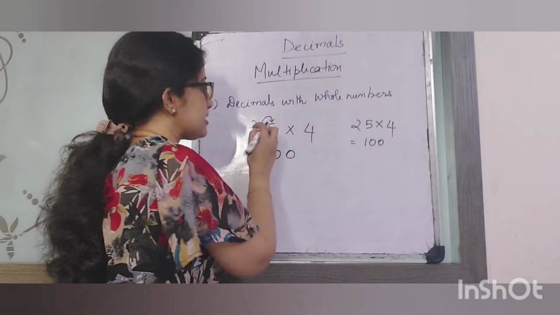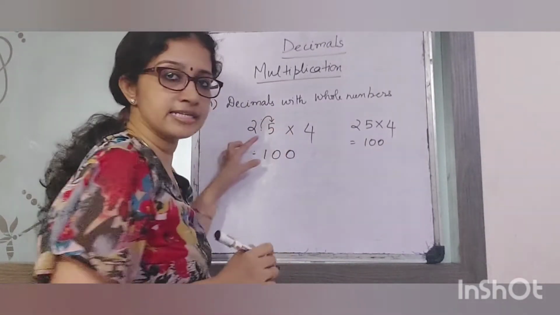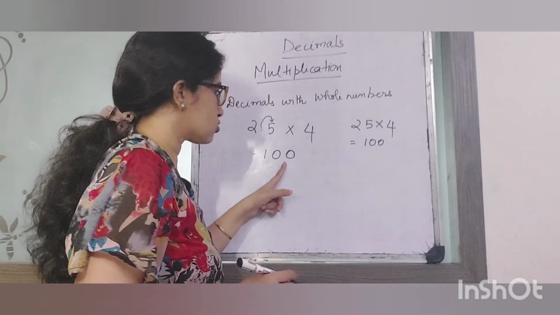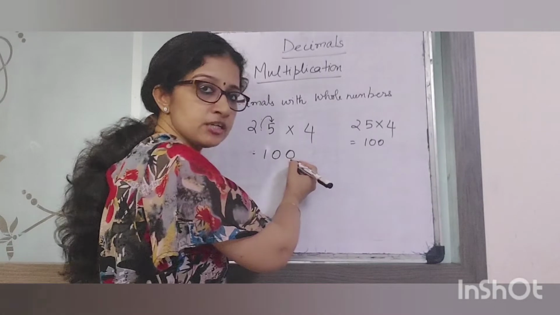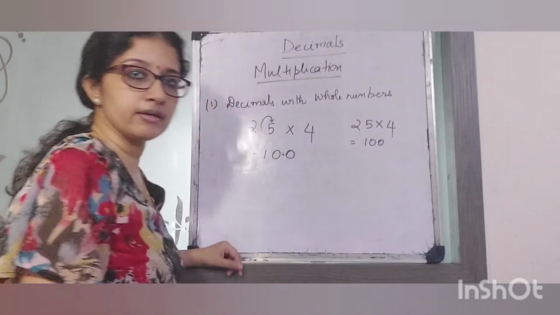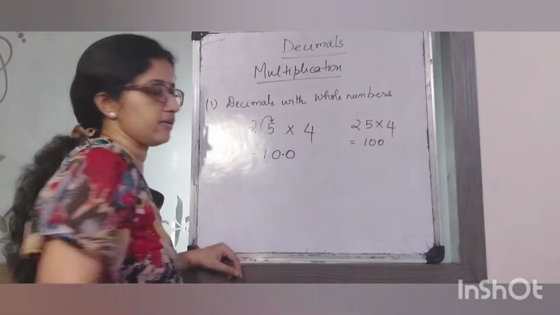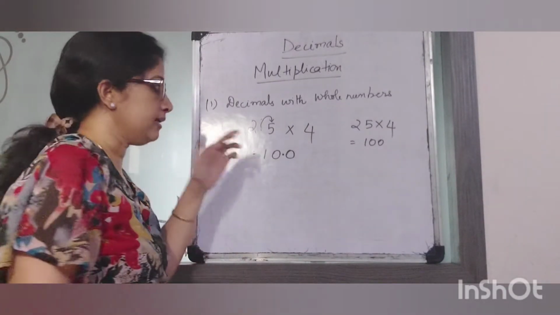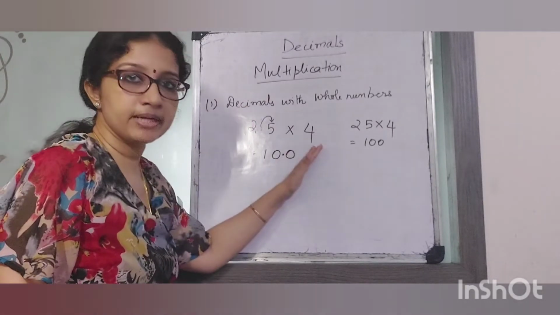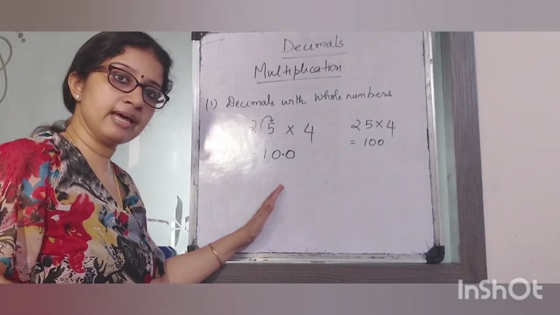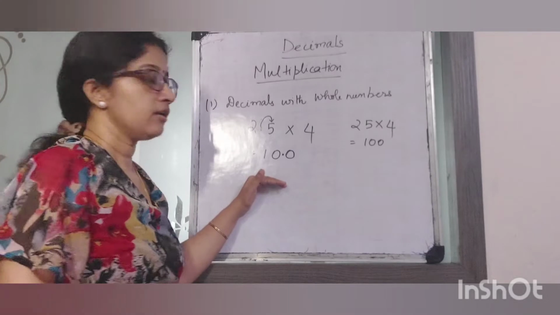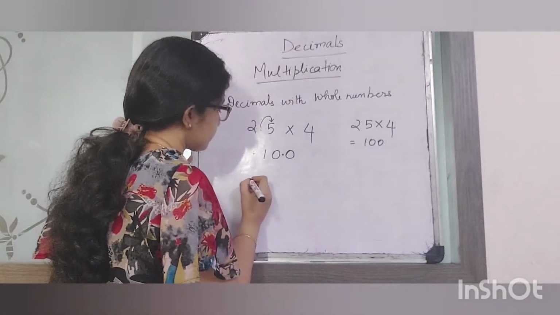Okay, so how many digits are there to the right hand side of this decimal point? 1. Correct? So in the answer also, leave 1 digit to the right hand side of the decimal point and put a decimal here. So the answer is 10. Quite easy, right? We just have to first ignore the decimal point, do the multiplication, and finally when we get the answer, include the decimal point. Clear with it? Now another example.